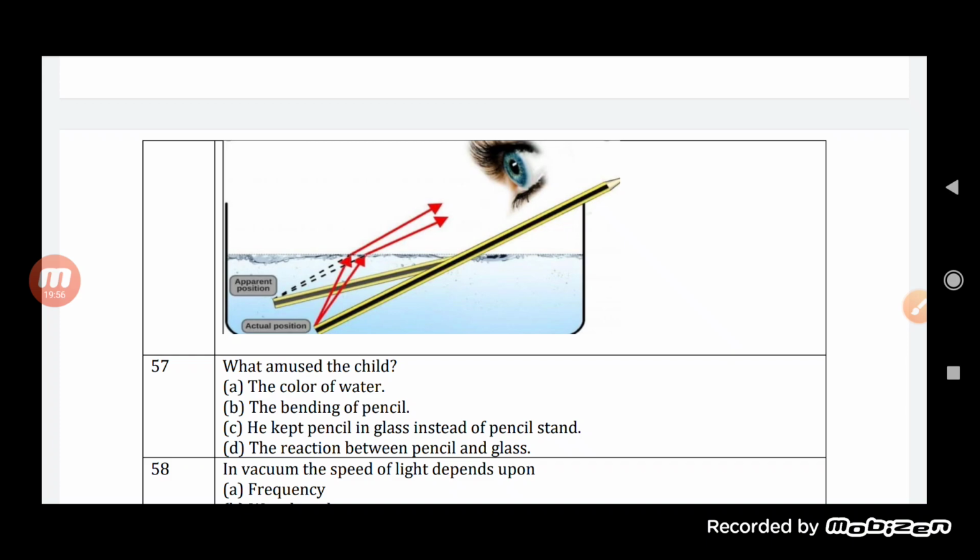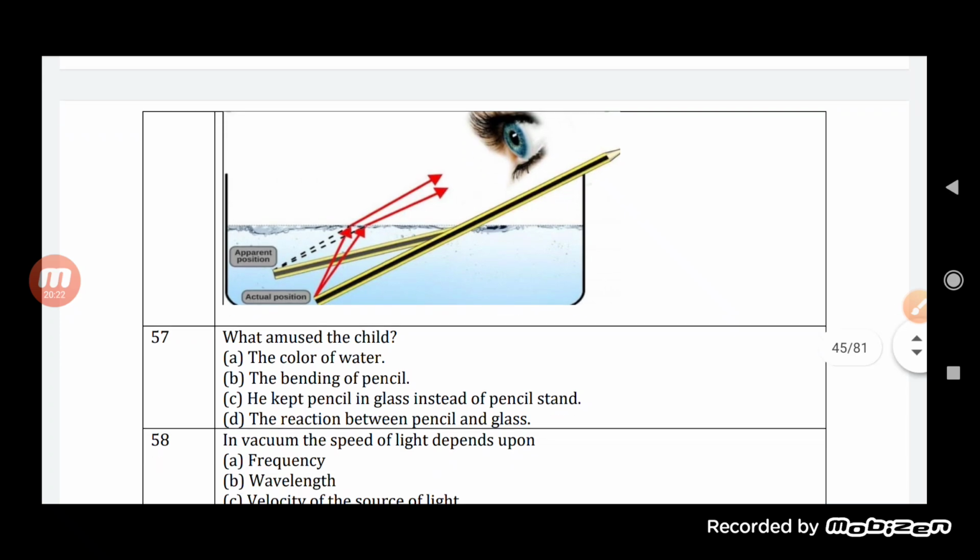It seems that the part of the pencil in water is a little bit higher. So we can say here that there is an apparent position of the pencil. The bending of the pencil in the water is because of the refraction which is taking place here. Okay, so bending of the pencil is there.